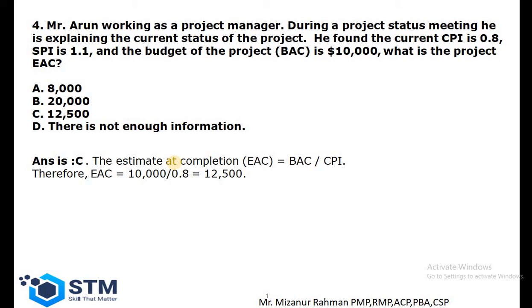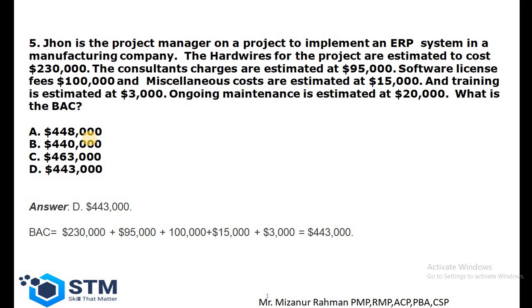So the estimate at completion, from the previous question, we also know that it is BAC divided by CPI. BAC is budget at completion divided by CPI. Then we will get the estimate at completion. Here the estimate at completion of this project will be 12,500. Correct answer is C. The last question.